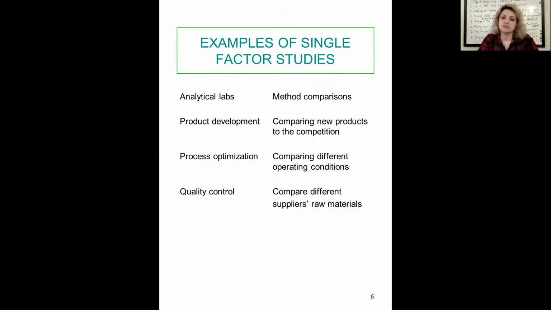Here are just some examples of single factor experiments. For example, in analytical labs, method comparisons, and product development. In product development, we would compare a new product to the competition. So you are just comparing two products, and this is going to be just one single factor, right? In process optimization, comparing different operating conditions that we would have. In quality control, comparing the different suppliers' raw material.